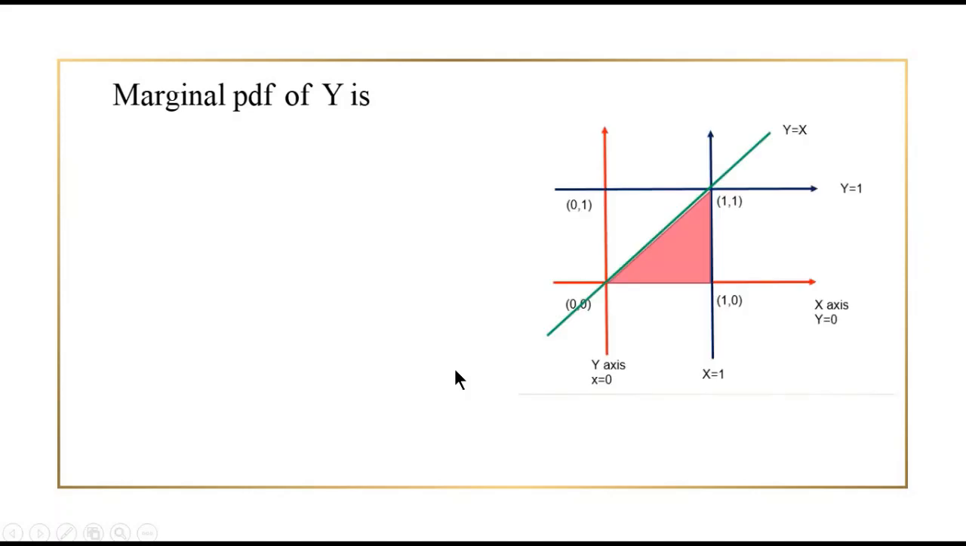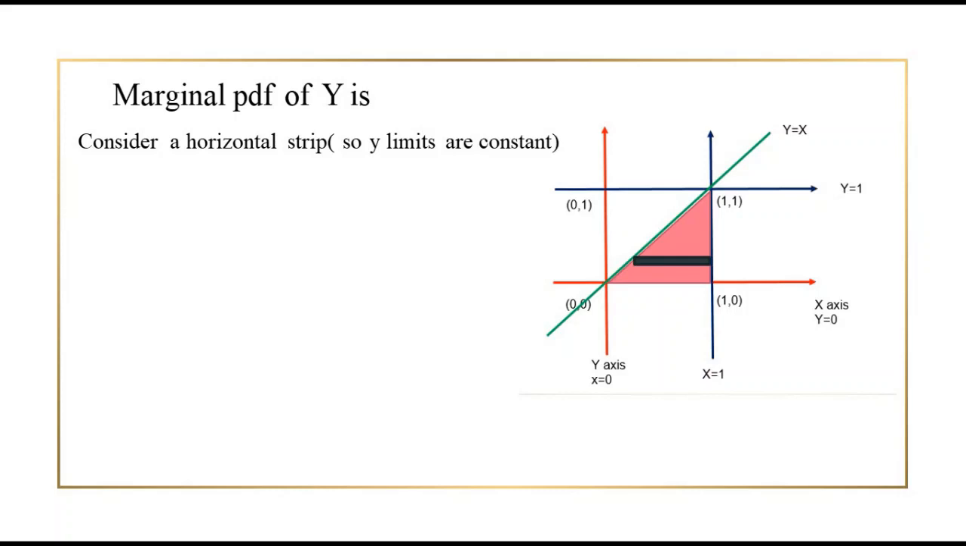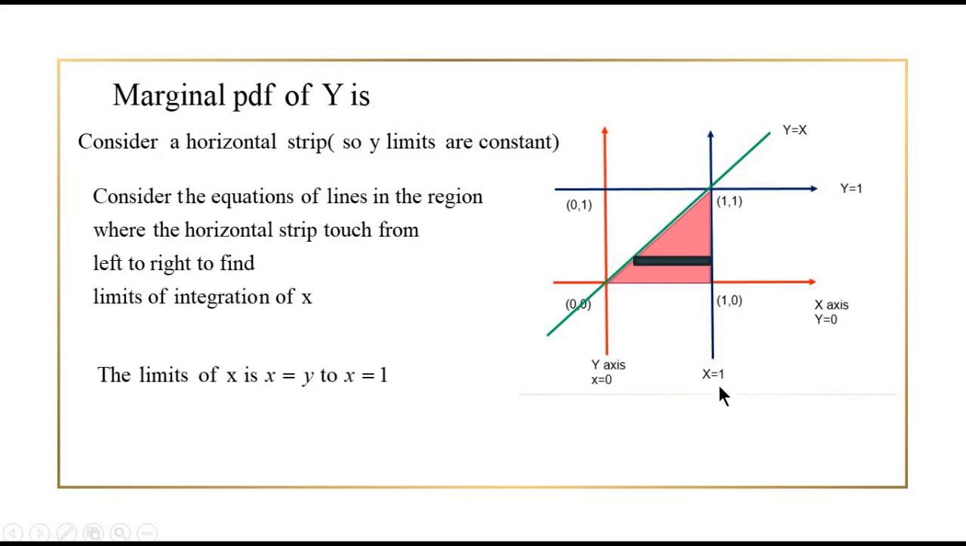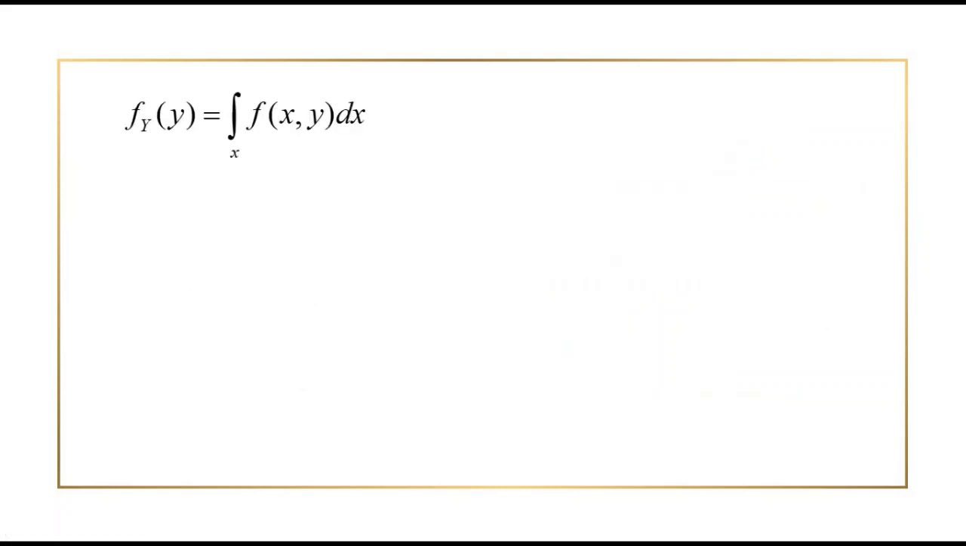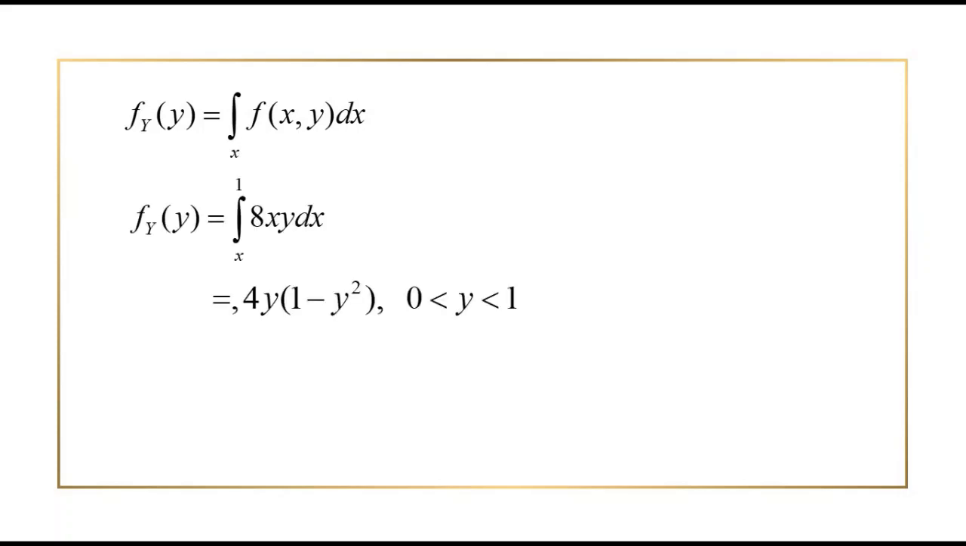Similarly, to find the marginal PDF of y, consider the base region, consider the horizontal strip, and consider the leftmost part of the strip and the rightmost part. The leftmost touches the green colored line which is y equal to x. The rightmost touches the blue colored line which is x equal to 1. Therefore the limits of x are x equal to y to x equal to 1. Now to find the marginal PDF, we have to integrate the joint PDF with respect to x. We know the limits of x, integrating we will get a function of y, and you know the limits of y is from 0 to 1. Now this is our marginal density function of y.